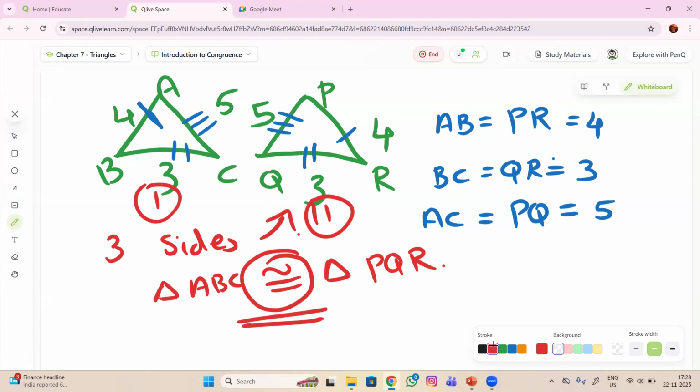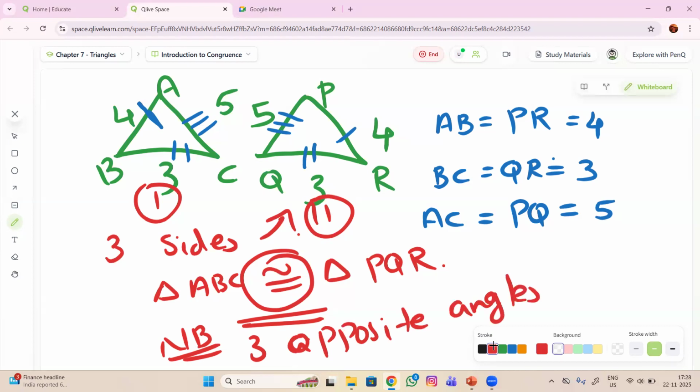Then listen carefully. If the two triangles are congruent to each other, their opposite angles are also equal. This is the main thing about congruence. If the three sides are equal to each other, the important thing is that the corresponding angles, or opposite angles, are also equal.